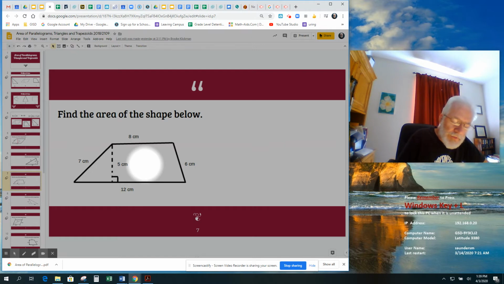So that's going to be my answer. A equals 50. And the units are centimeters. So centimeters squared.